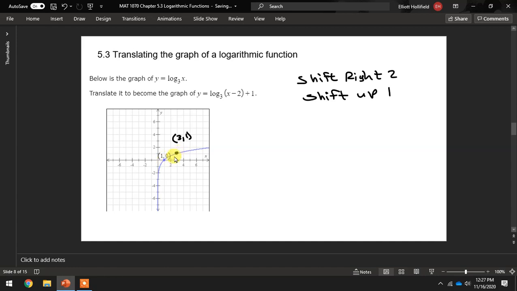So this ordered pair now lives here. Now we shift this ordered pair to the right by 2, 1, 2, and then up by 1. Now we have our two ordered pairs. Let's also keep track of our vertical asymptote. We need to shift that to the right by 2 units. Now our vertical asymptote has to be here at x is equal to 2.